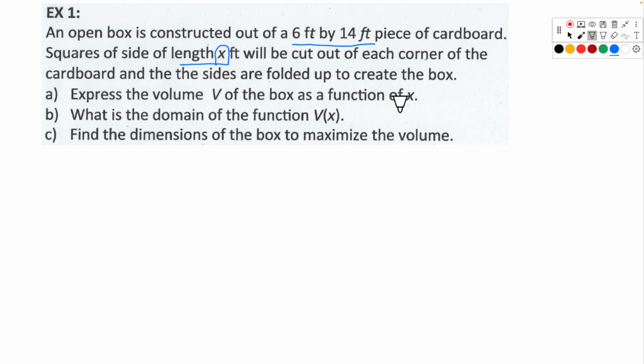So we know over here, maybe usually we call the length the longer one. It doesn't matter, the width and the length, right, of the piece of paper. So maybe we start drawing something over here. And it's not quite to scale. We call this 6 feet. We'll call this 14. And then what they want us to do is cut out corners.